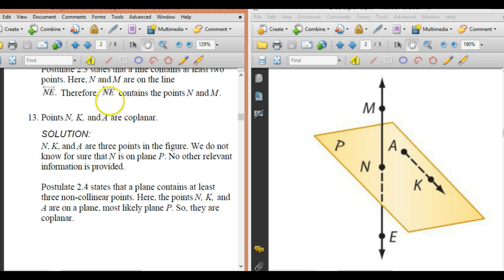So once again, the answer for this, the only thing that we have to give to show that this is true, is postulate 2.4, which states that a plane contains at least 3 non-collinear points.